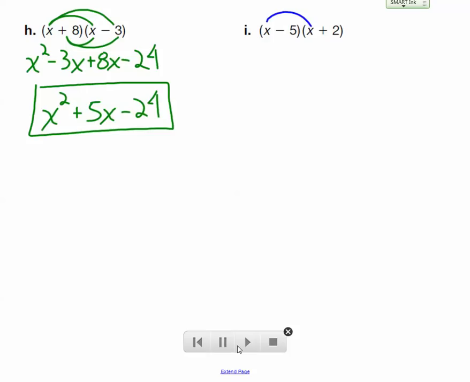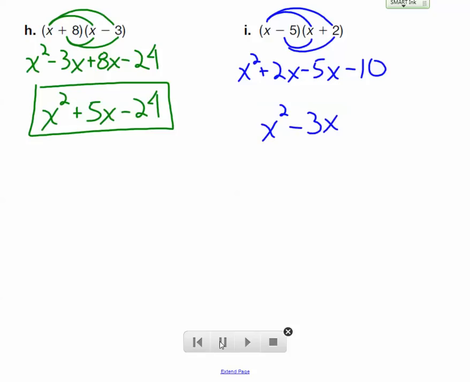On this one, let's distribute the x. We get x squared plus 2x. Distribute a negative 5. Negative 5 times x is negative 5x. And negative 5 times 2 is negative 10. Combine like terms, 2x minus 5x, or 2x plus negative 5x, is negative 3x. So we've got to be careful with our signs.